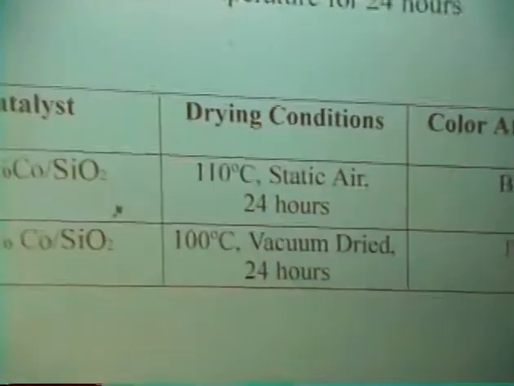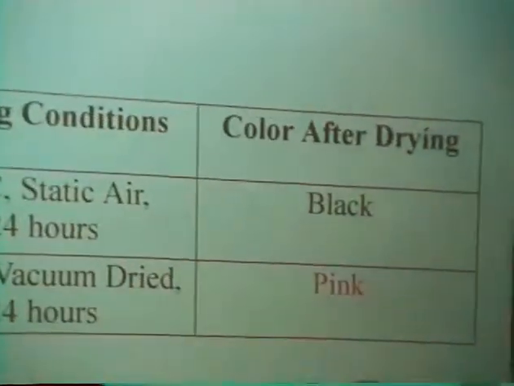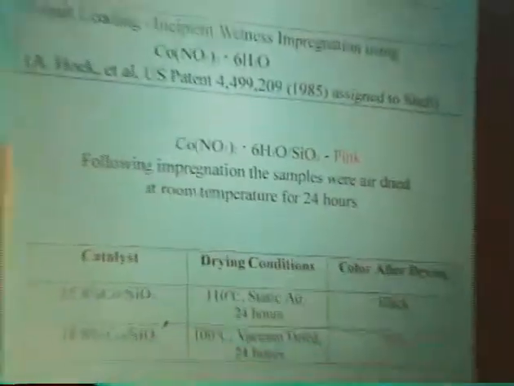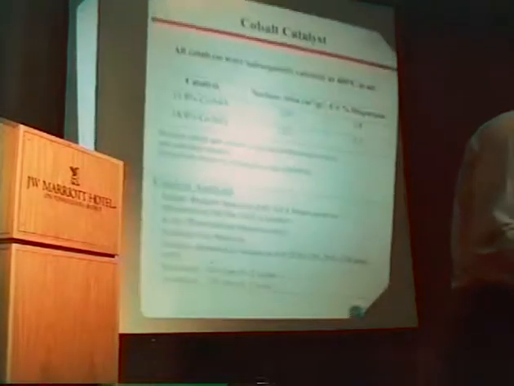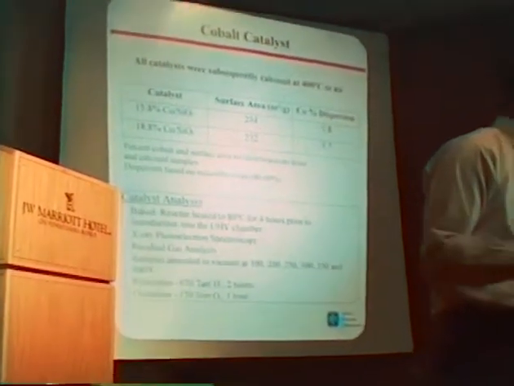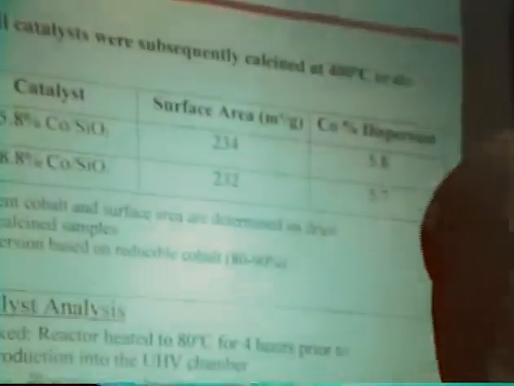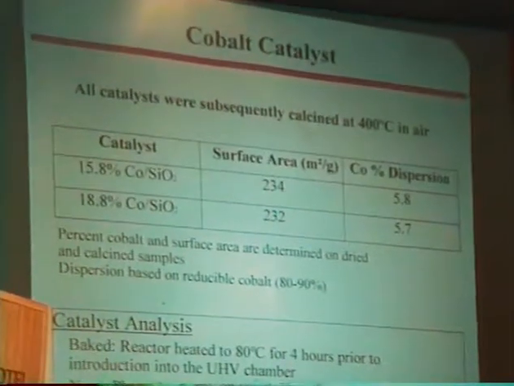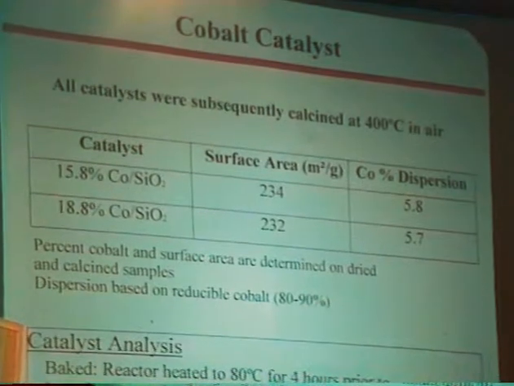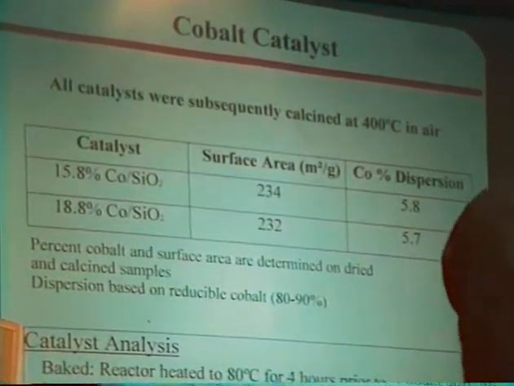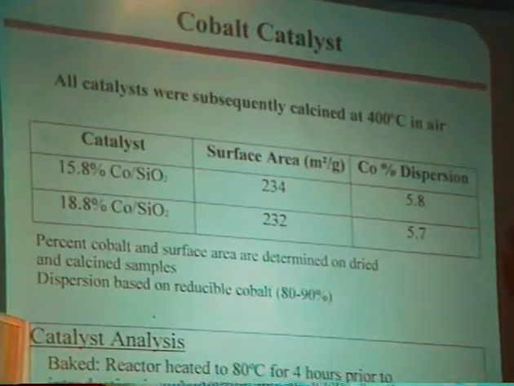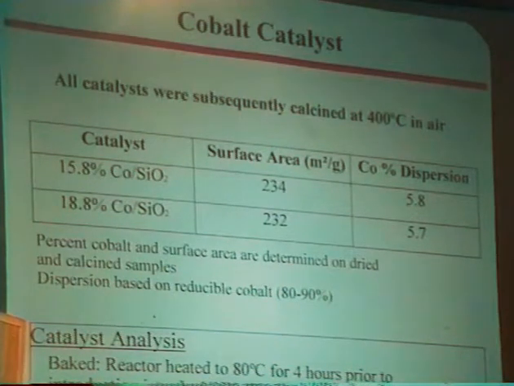After the vacuum drying, an allotment of each one of these samples was removed for analysis. We then calcined them at 400 degrees C in air. Following calcining, these samples had a surface area of approximately 230 meters squared per gram, and they had a cobalt dispersion of around 5.8 to 5.7. So we had very large cobalt particles on the surface of the silica.